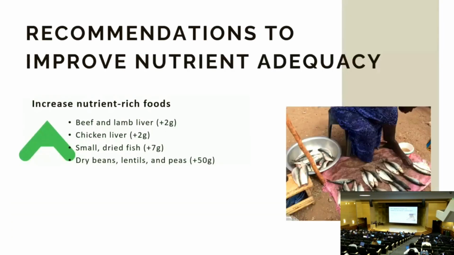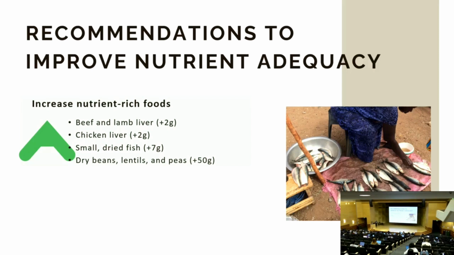So instead of just leaving it there and saying, okay, it's inadequate, we decided to propose some adjustments to the planetary health diet in order to make it more nutritionally adequate based on the West African Food Database. We determined which of those food groups were the most nutrient-rich using the nutrient-rich food index, which ranked all of our different food groups from the most nutritionally dense all the way down to basically no nutrients in this food group. And so we decided to increase the amount of beef and lamb liver, chicken liver, small dried fish, and then dry beans, lentils, and pulses.